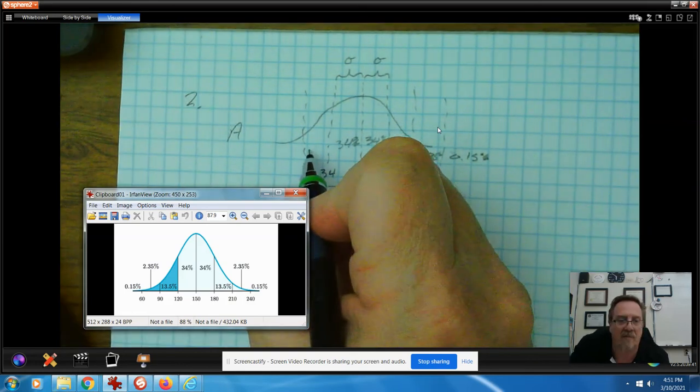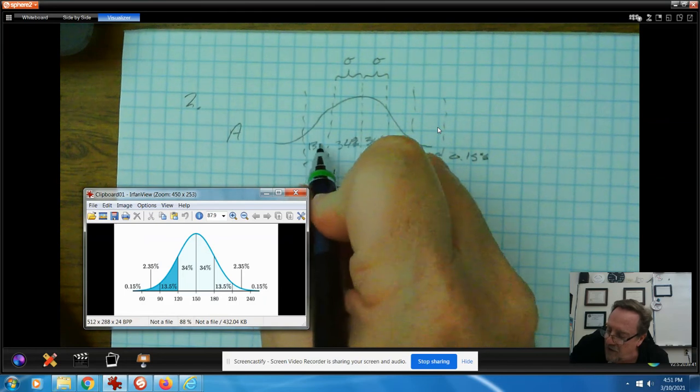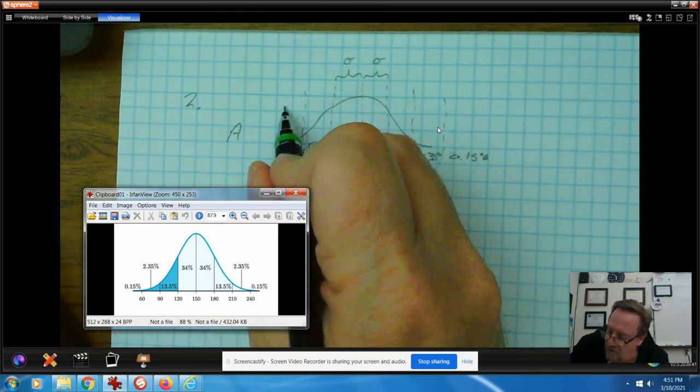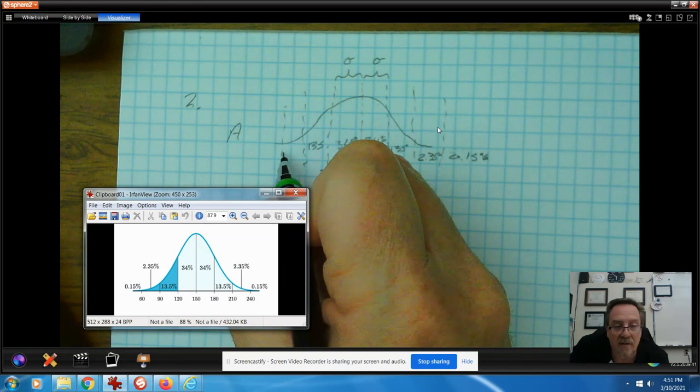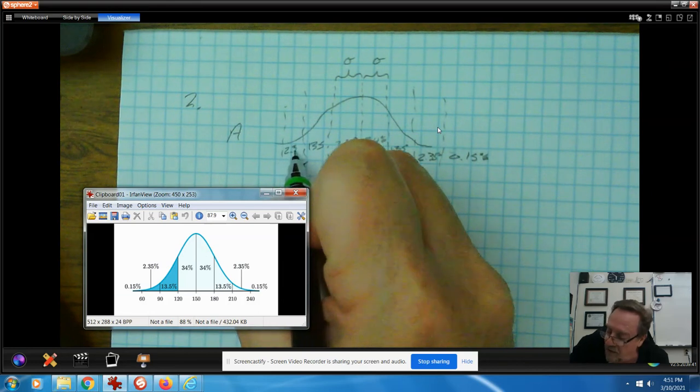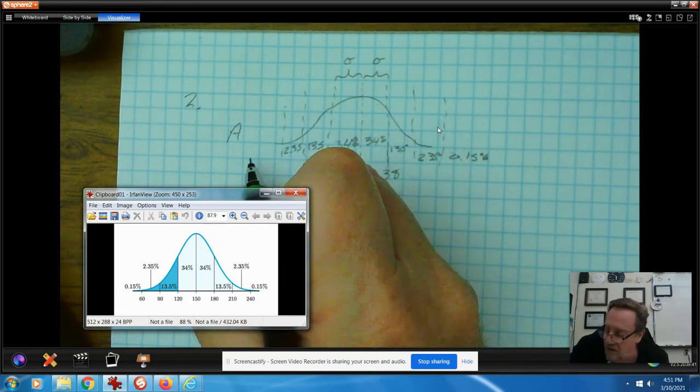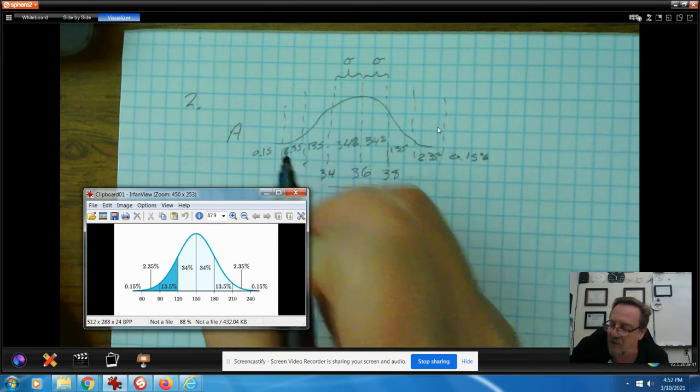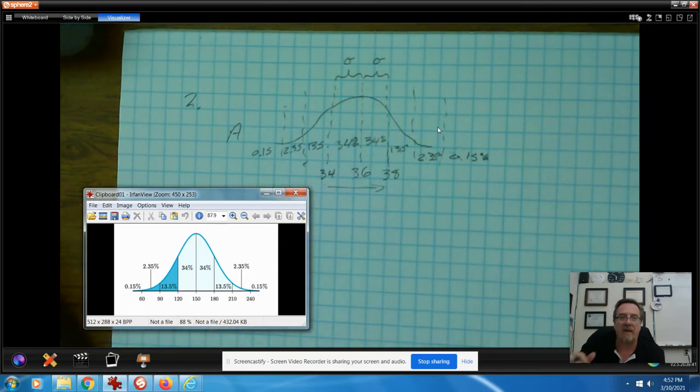The same thing happens over here, 13.5, 2.35, and then 0.15% of my population way down here, more than 3 standard deviations away on the left.